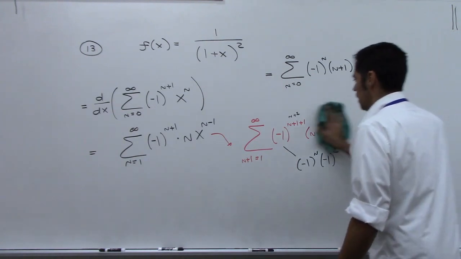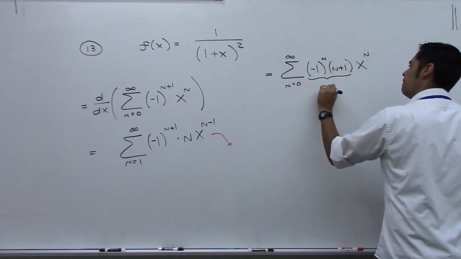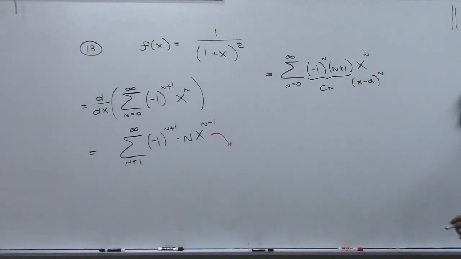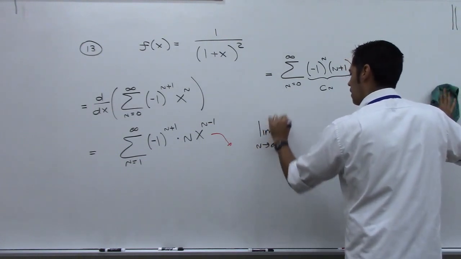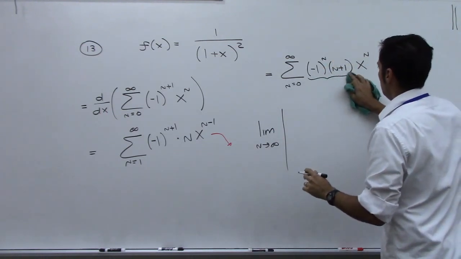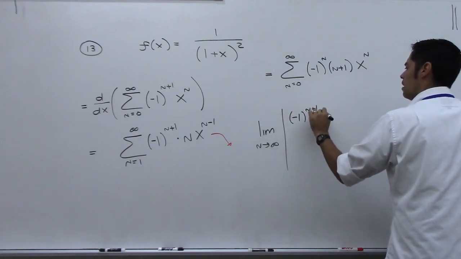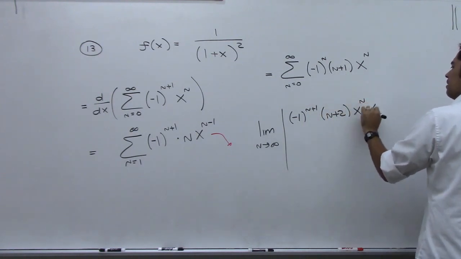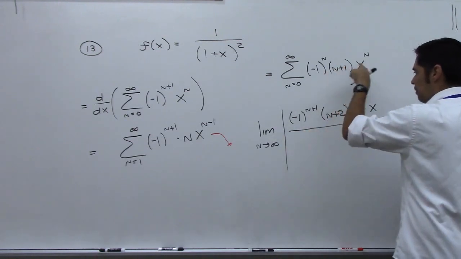You can see, hopefully, that this part is our c sub n, and this is our x minus a to the n right there. So to find the radius of convergence, we need to do a ratio test on this. So I'm going to take the limit as n goes to infinity of, okay, we plug n plus 1 into this whole thing. So negative 1 to the n plus 1. And then if I plug n plus 1 in there, I get n plus 2. And then x to the n times x. That's this with n plus 1 plugged in.